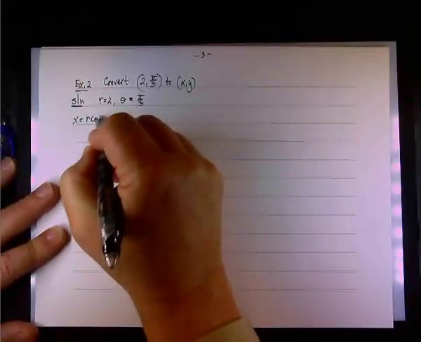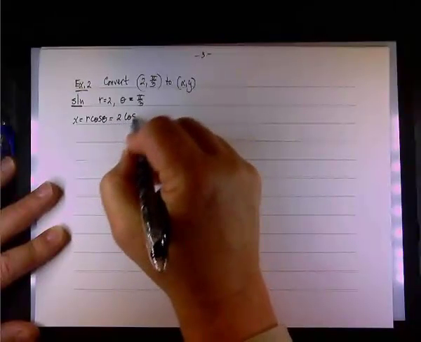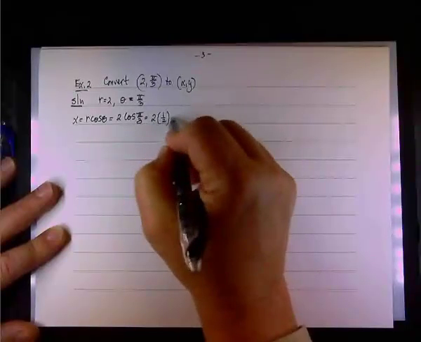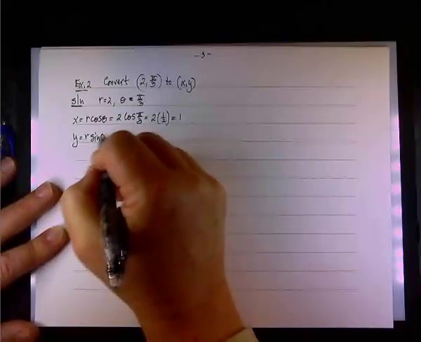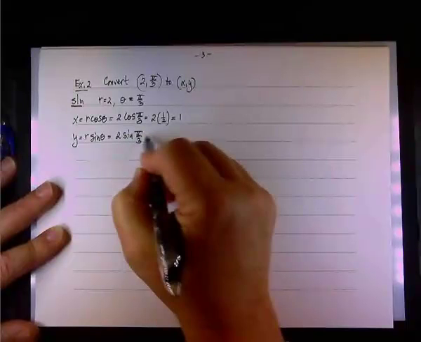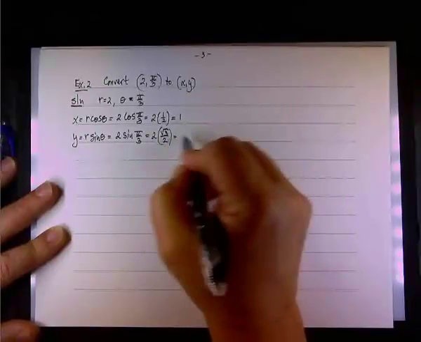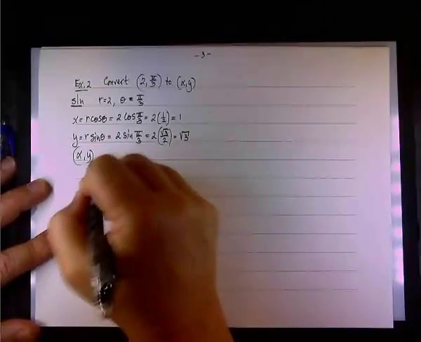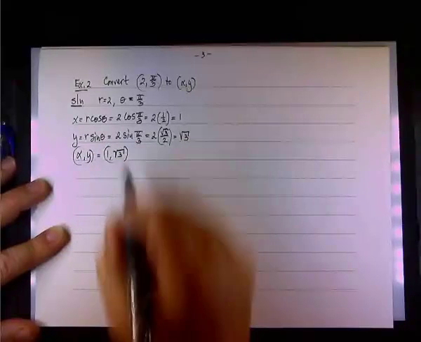equals, remember, r cosine theta. In our case, it will be 2 cosine pi over 3. Cosine pi over 3 is 1/2, so we end up having 1. Y equals r sine theta, again 2 sine pi over 3. Sine of pi over 3 is square root of 3 over 2, so we end up having square root of 3. So we end up having xy equals (1, square root of 3).